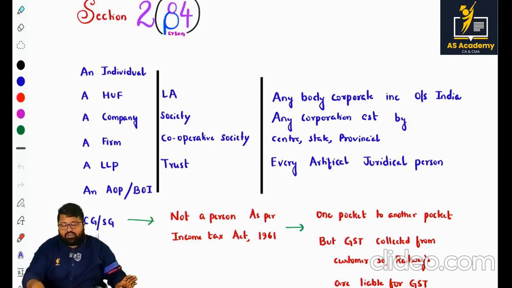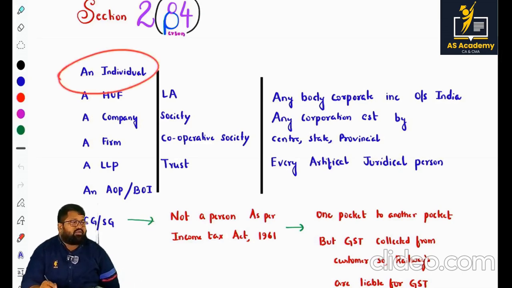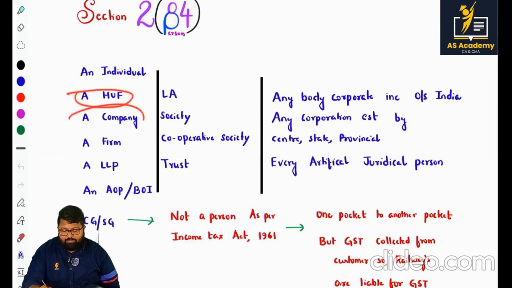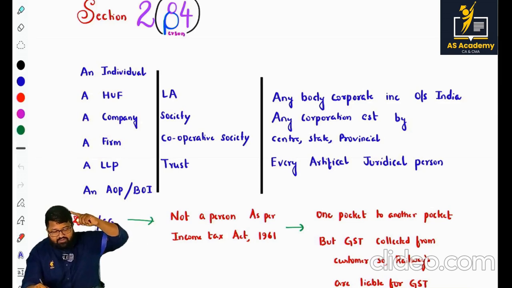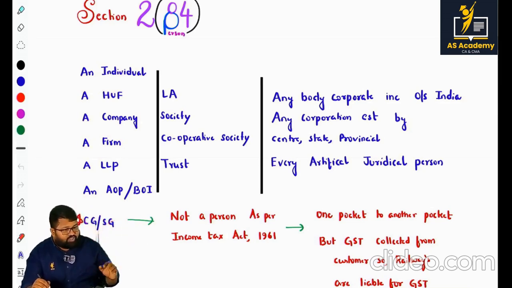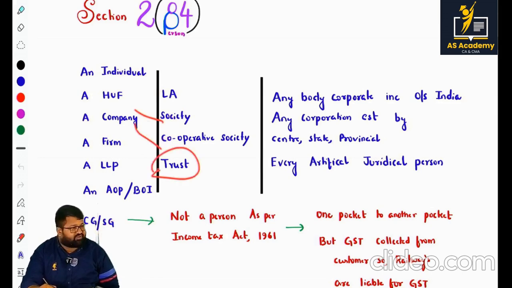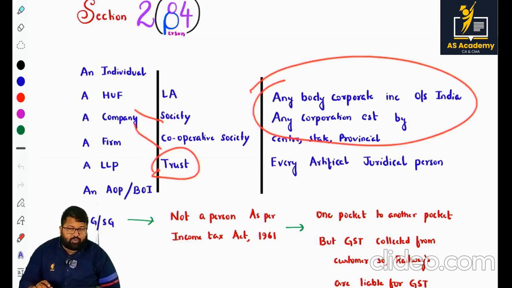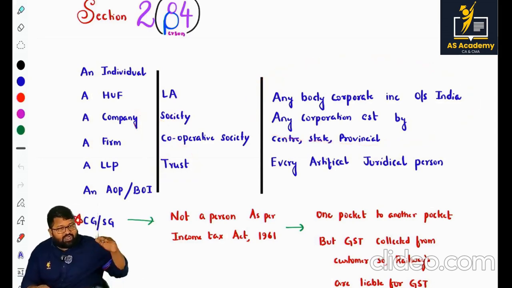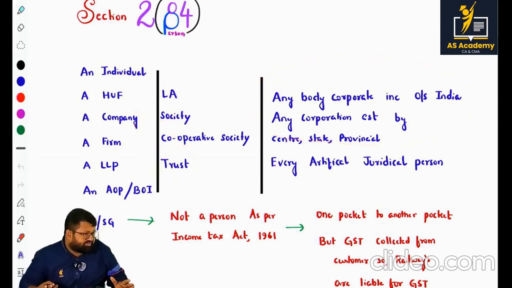Okay? Is it clear? So, who is the first one included? Individual, HUF, company, firm, LLP, AOP, BOI. And what about the next exception case? As per the Income Tax Act, this one is not included. Okay. And what are the other areas? Local authority, society, cooperative societies, trust. Next, any body corporate incorporated outside India. So these form part of the definition of person as per the CGST Act. And what is the section number?